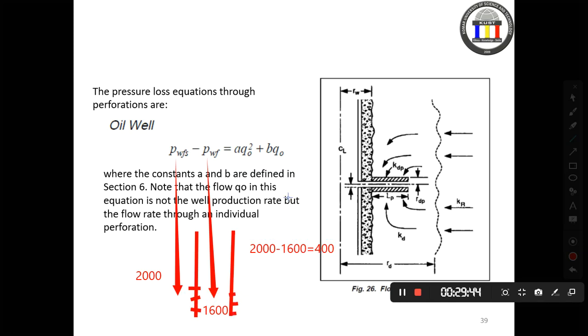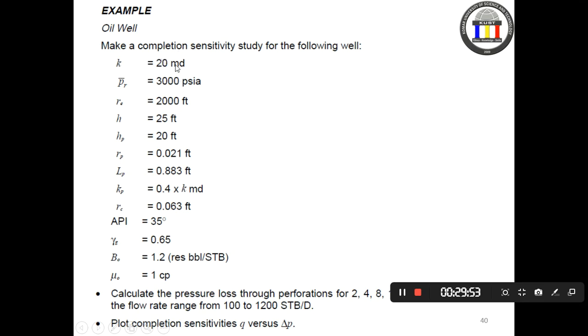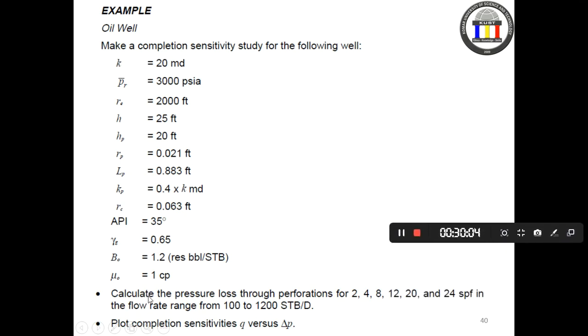The pressure is dropped. Okay, and to calculate the pressure drop here, we have an equation as AQ squared plus BQ. So we have the A and B, and we do the sensitivity study. We calculate the pressure loss through perforation for 2, 4, 8, 12, 20, and 24 shots per foot, and the flow rate between 100 to 1200 standard. And then you develop the relationship between the Q versus delta P.